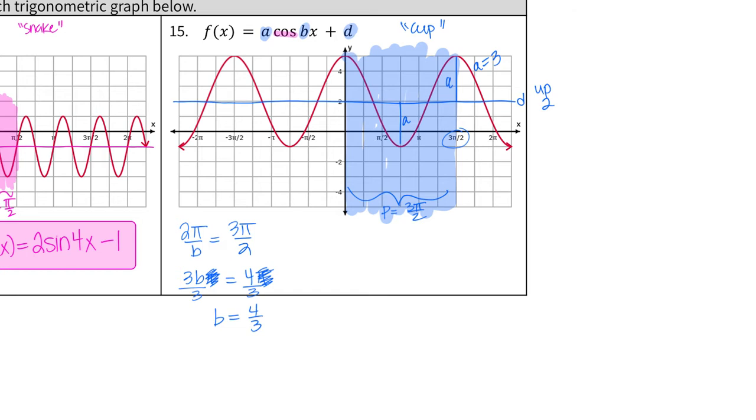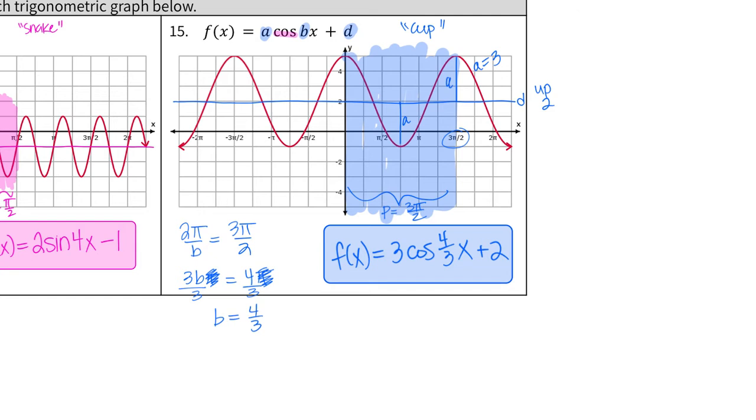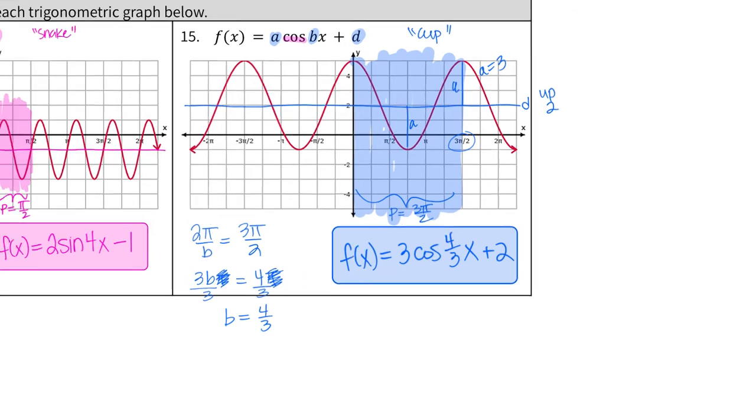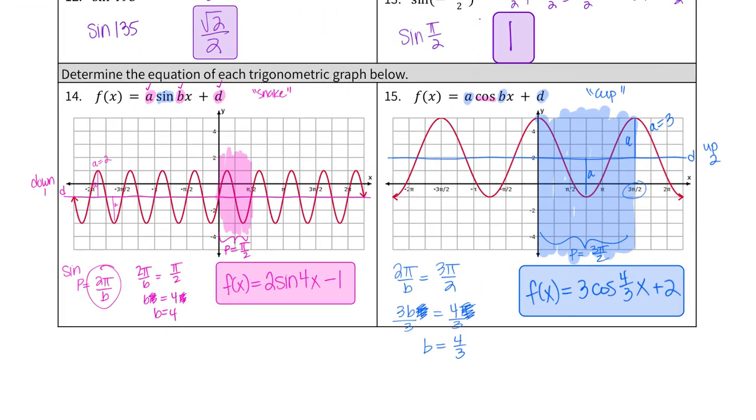We can write our equation. F of x equals 3 cosine of 4/3 x, then it went up 2, so plus 2. Okay, so that is writing the equation given the graph. There are questions like this on the test. Luckily, it's multiple choice, so hopefully that'll help you out a little bit. And also, you are allowed to use your calculator. So if you really wanted to, you can graph it on your calculator and see which picture looks the closest to what's on the test.